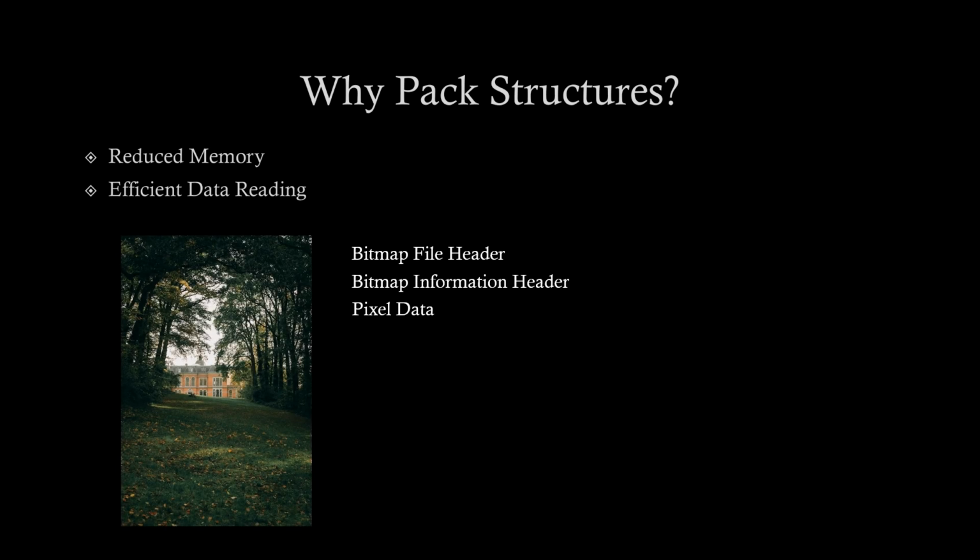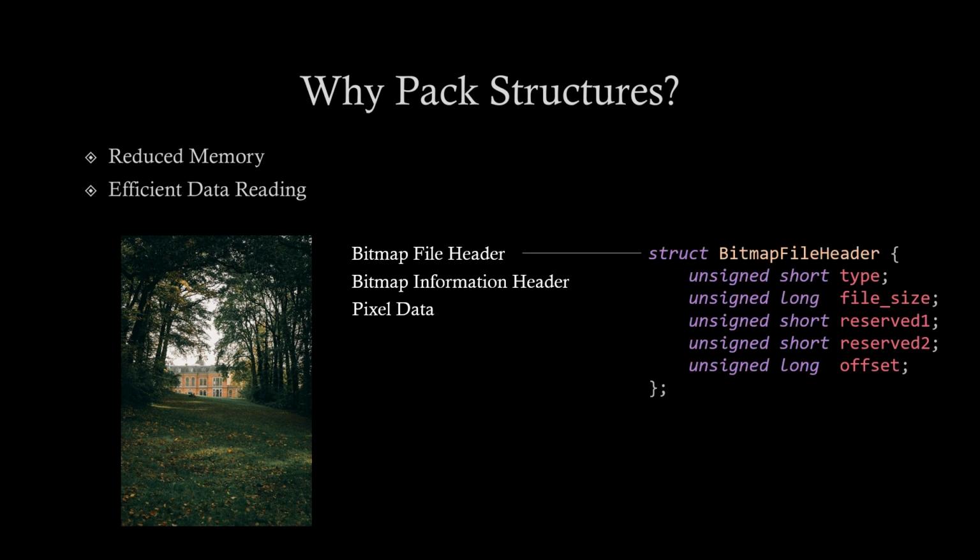So take this image, for example. It's stored in the bitmap format. Now, each bitmap has a file header, an information header, and then the actual pixel data. And let's go ahead and take the file header and represent it as a structure. As you can see here, we have each item as a structure member. So when we're working with formats like bitmaps or BMP, packed structures allow us to read the file's binary data directly into memory without manually extracting each field.